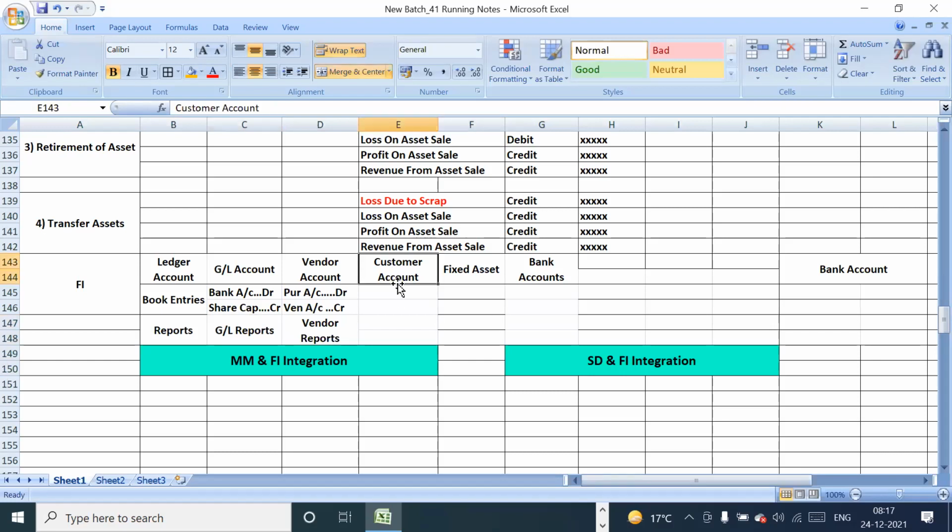Okay, similarly in ERP, what can we do? We can do the sales. What is the accounting entry? Customer account debit, sales account credit.